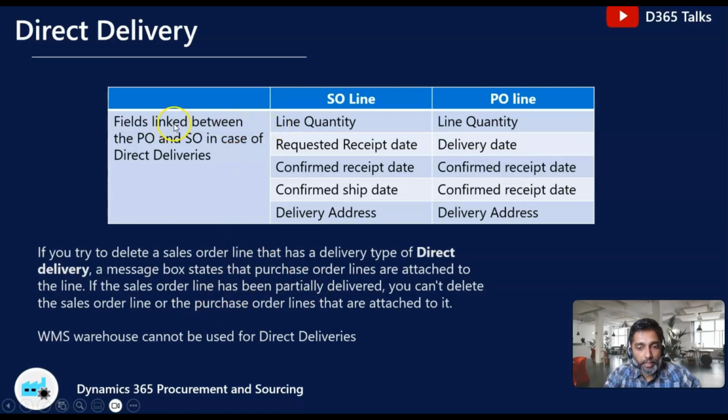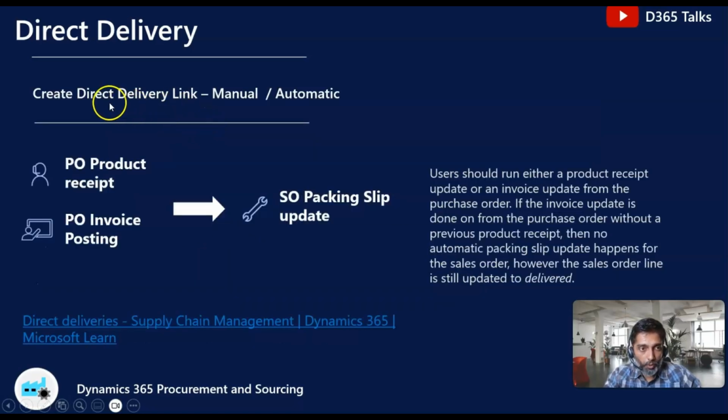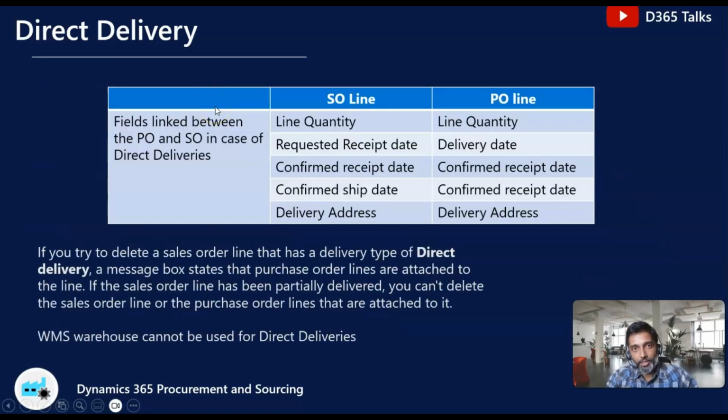So first, once we create this link, in the previous episode we discussed how to create this link manually or automatically. Once you establish the link between the direct delivery purchase order and the sales order, then by default, whenever you make a change in the sales order line quantity, the appropriate line quantity changes in the purchase order also. So that's the whole idea of establishing this link.